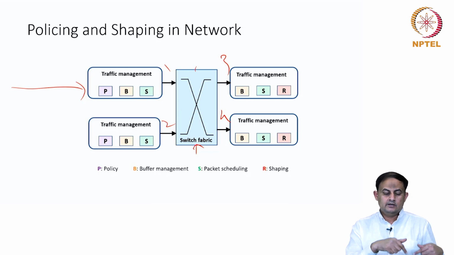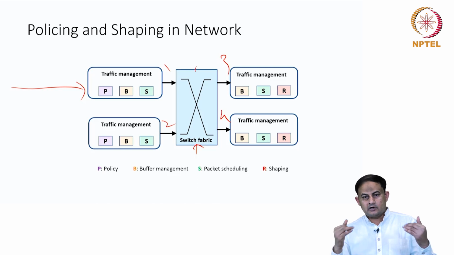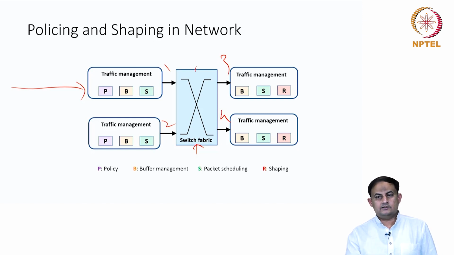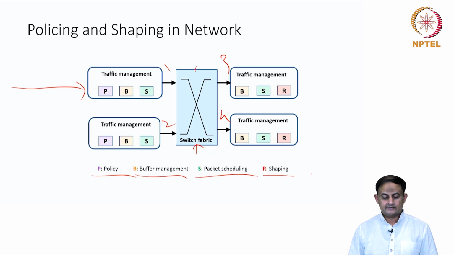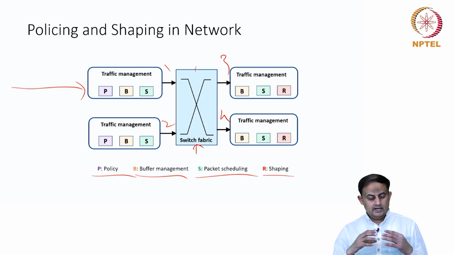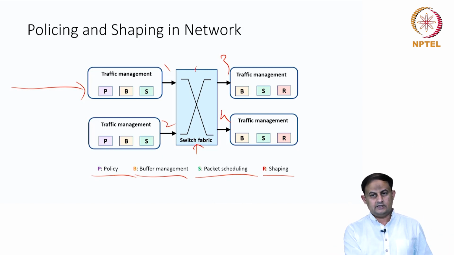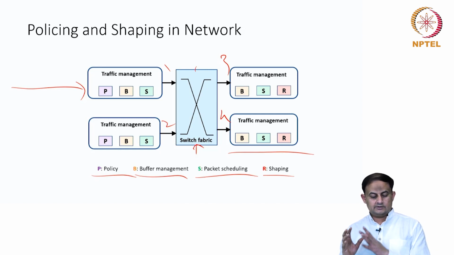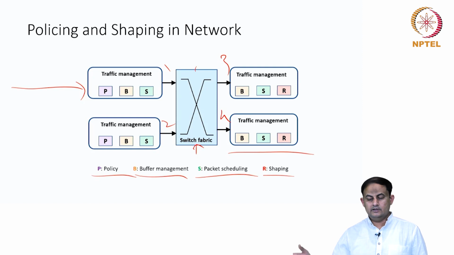In addition to that, we are doing traffic management, and the actions of traffic management are also done at the input port and at the output port. What this picture shows is what kinds of traffic management components sit at the input line card, and what kinds of operations are done at the output port. Here is the notation: P stands for policing, B stands for buffer management, S stands for scheduling, and R stands for shaping. Policing, buffer management and scheduling happen at the input port, I repeat, and on the output port you have buffer management, scheduling and shaping actions happening.